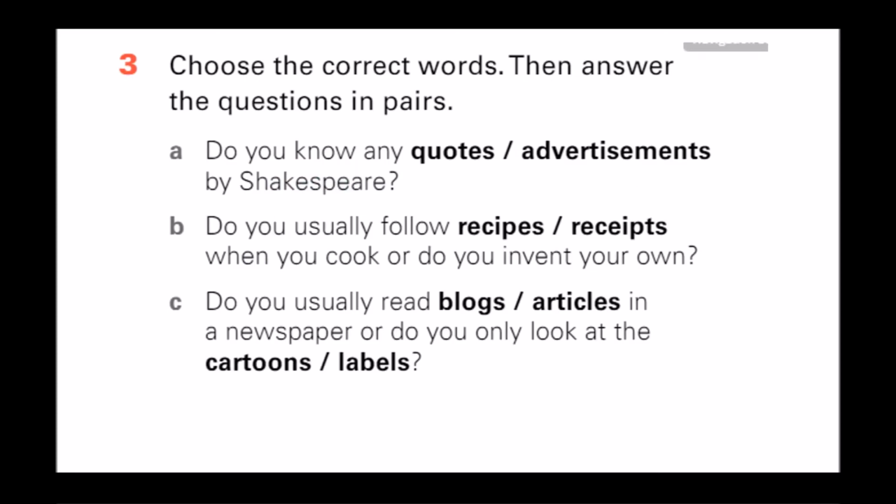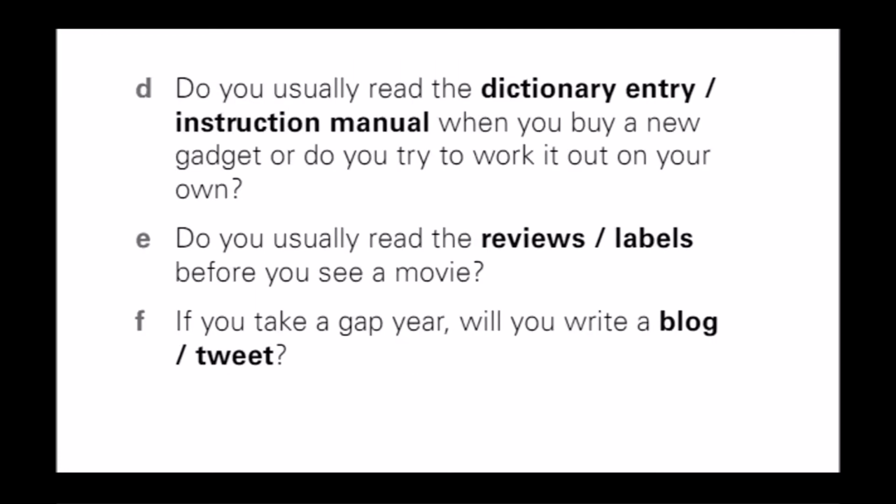Exercise 3. Choose the correct words, then answer the questions in pairs. Option A. Do you know any quotes by Shakespeare? Option B. Do you usually follow recipes when you cook, or do you invent your own? Option C. Do you usually read articles in a newspaper, or do you only look at the cartoons? Option D. Do you usually read instruction manuals when you buy a new gadget, or do you try to work it out on your own?